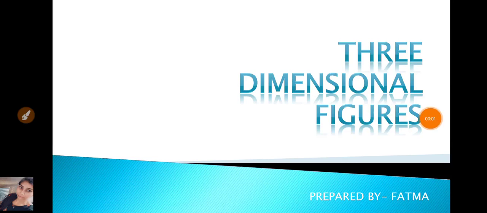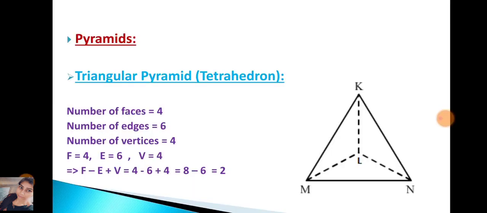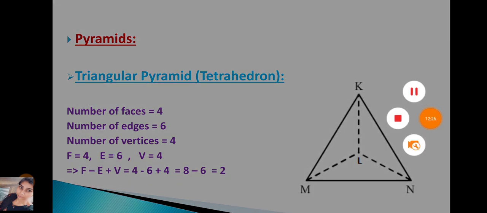And once again we are back with the same chapter, that is three-dimensional figures, and this is the last part of the video, that is the fourth part of the video of this chapter. And now we will study about the different types of pyramid, and we will see the verification of Euler's theorem or Euler's formula in different pyramids also.